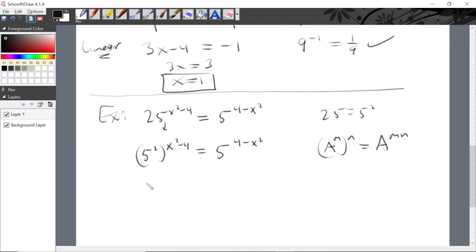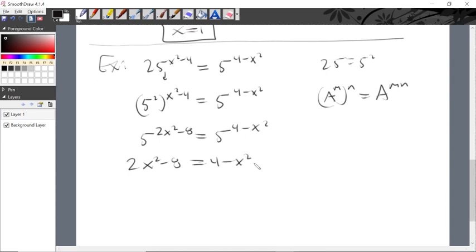So the left-hand side, we would have 5 to the power of 2x squared minus 8, and that would be equal to the right-hand side, which is 5 to the power of 4 minus x squared. So now we have both sides written as a single-term exponential with the same base, the base of 5. And therefore, we can set the exponents, that is, the arguments of each side, equal to each other.